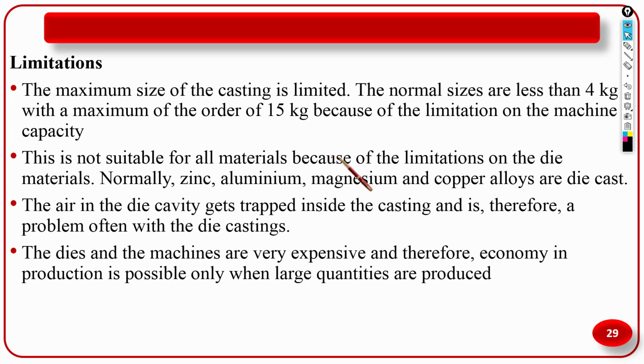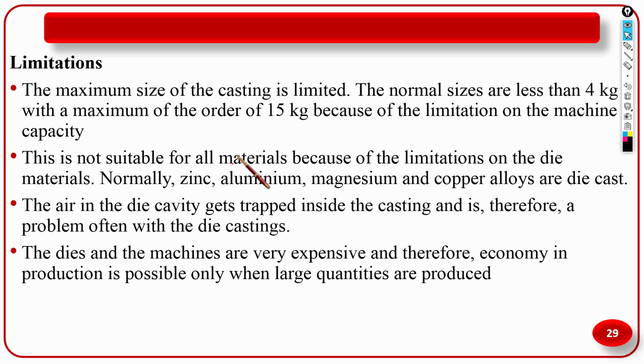Some of the limitations: size of the casting is limited. Why? Because of the pressure which will be applied. As the size increases, obviously the pressure required is very high. Because the die is metallic, there is a very high heat transfer rate. That means the molten metal can easily solidify in between. So that's why we don't go for very large castings.